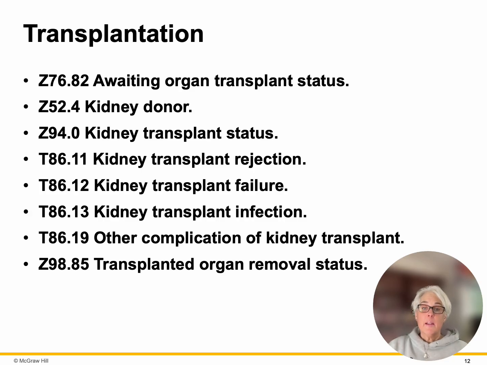Some patients with end-stage renal disease are on a transplant list, and that would be Z76.82. Some are donors, Z52.4. Some have a functioning transplant, Z94.0. When there's a complication of the transplanted kidney, I want to code T86.11 to T86.19 to describe the complication, and then add codes for the specific condition like acute failure or rejection.